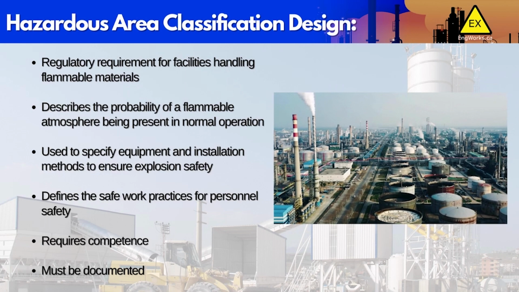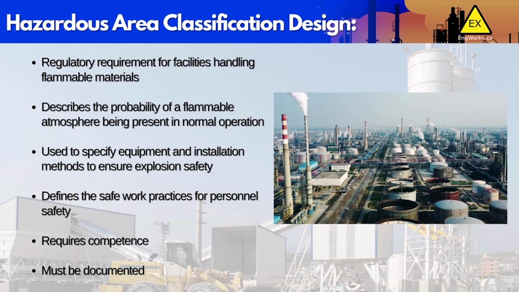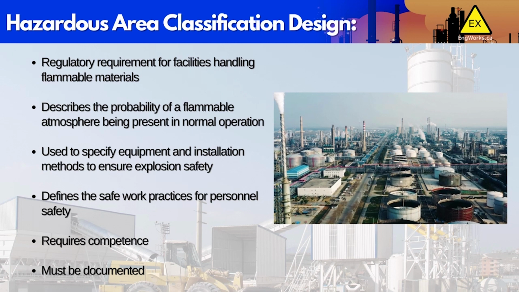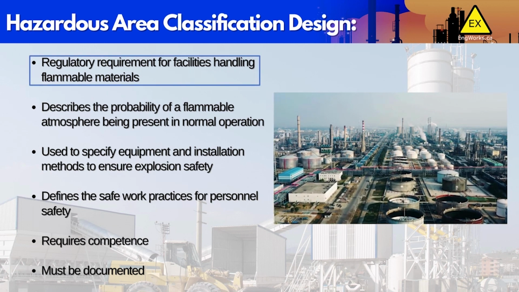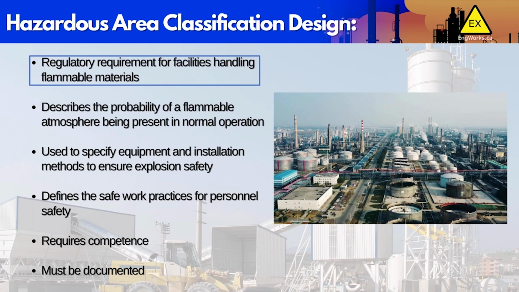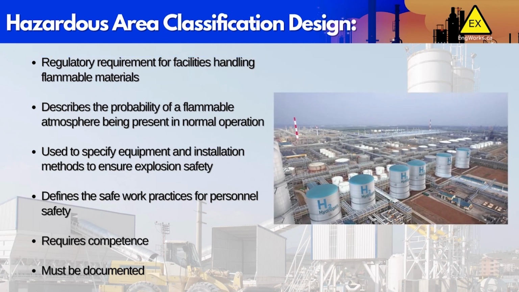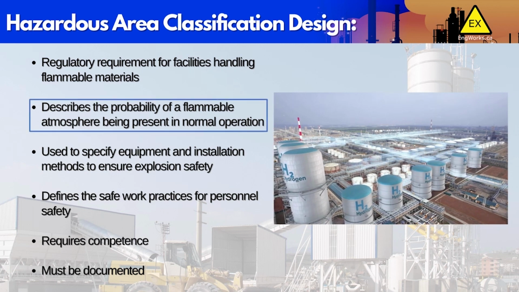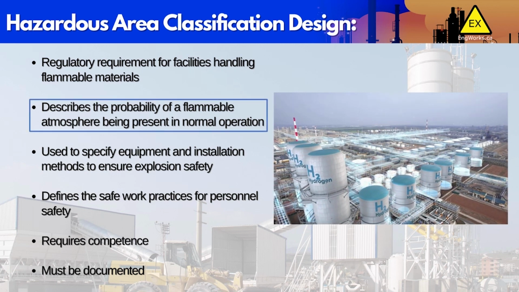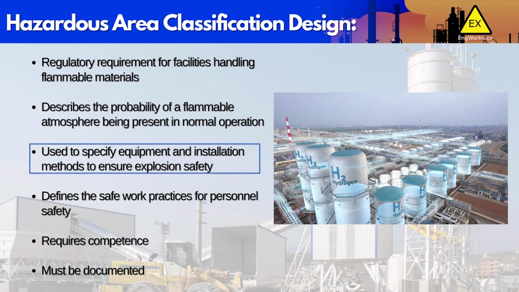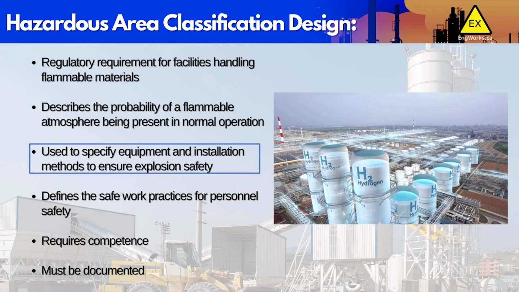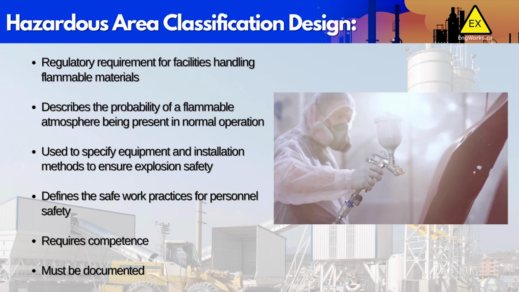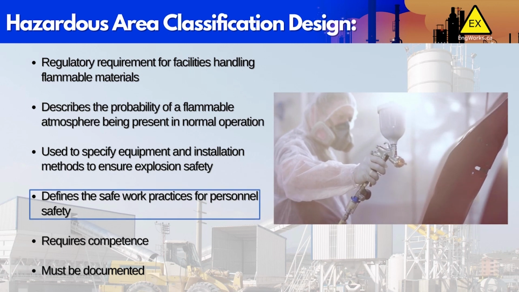To begin, let's discuss the need for a classification design and why it is important. In most jurisdictions, a hazardous area classification design is a regulatory requirement for all facilities handling flammable materials. The purpose of a hazardous area classification is to describe the probability of a flammable atmosphere being present in normal operation. It is used to specify equipment and define the installation requirements to ensure explosion safety. It also defines the safe work practices needed to ensure worker safety.